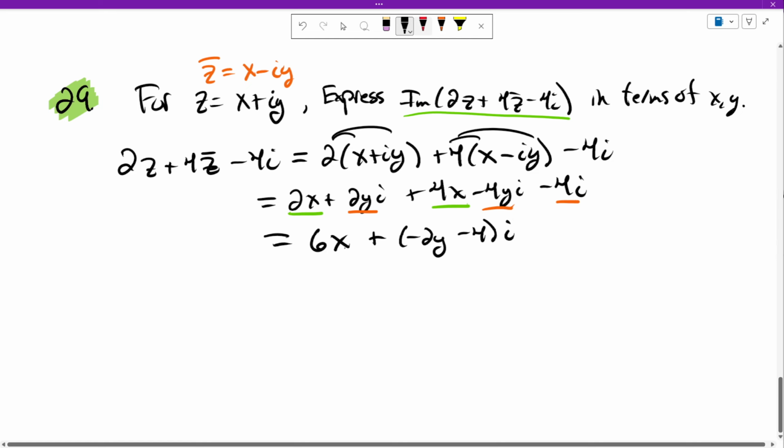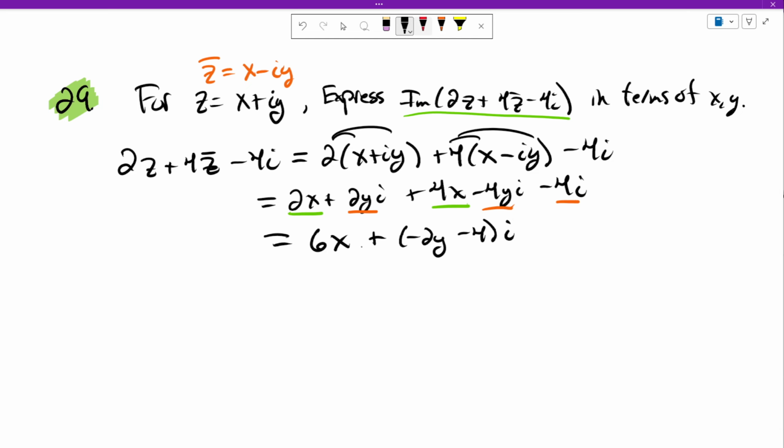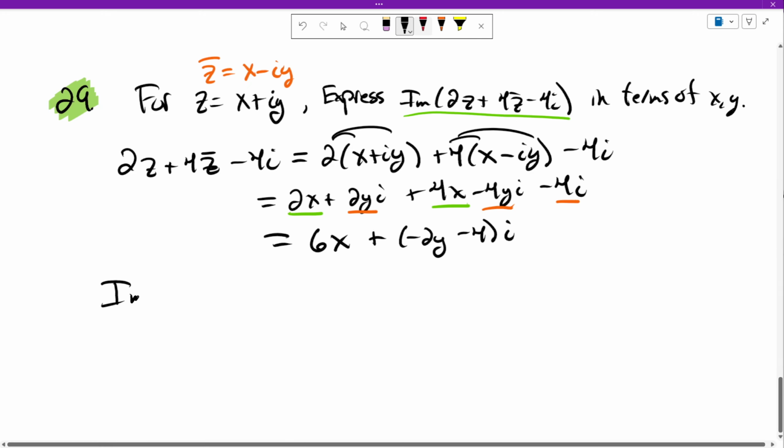All right, we've written our complicated expression as a number. Well, it's a variable, but that's okay. Something plus some other expression involving x and y times i. So now we can compute the imaginary part. The imaginary part of 2z plus 4z bar minus 4i is nothing more than negative 2y minus 4.